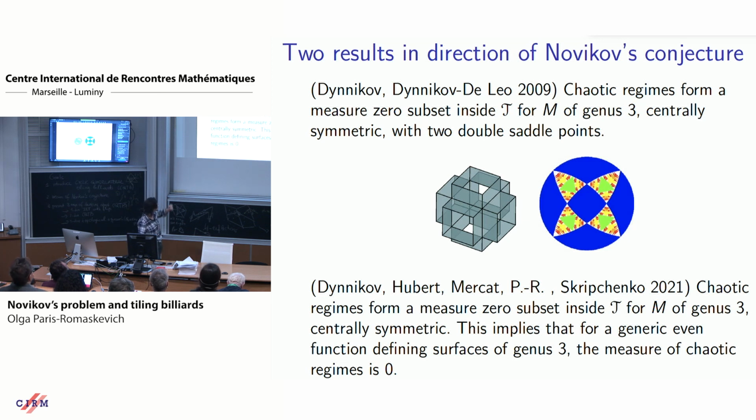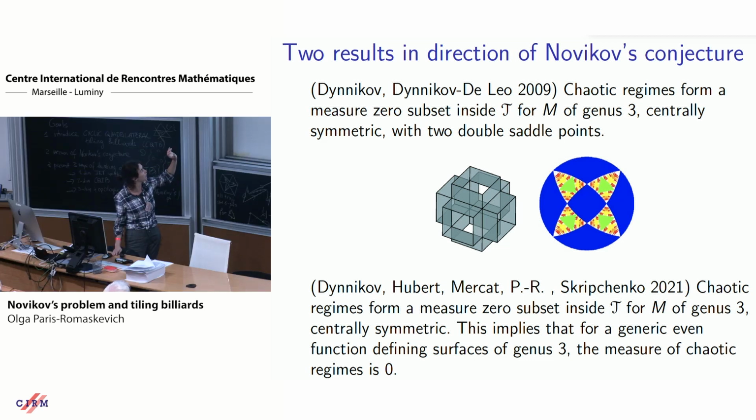So in some sense, this first theorem could only work with one concrete function. And the surface drawn here is a level surface of this function. And for this function, all the chaotic regimes fall onto one energy level, which is not at all true in the general case, but in this genus 3 two double saddle points case, it's true.